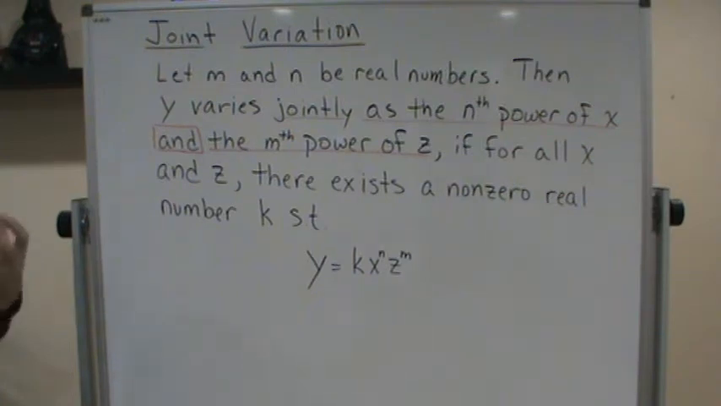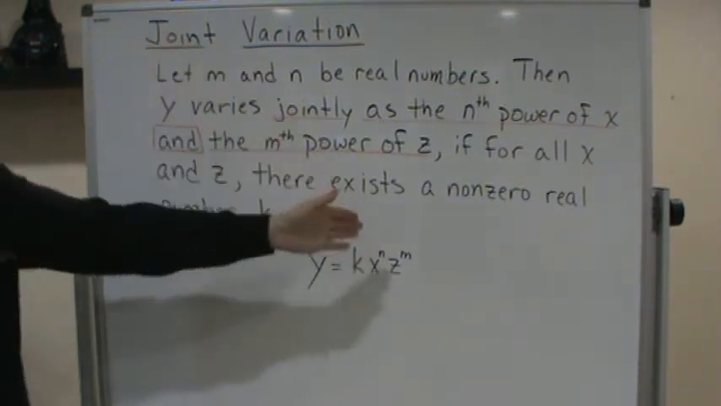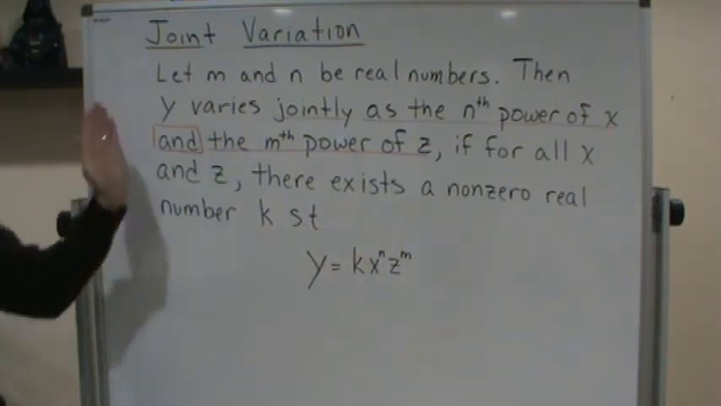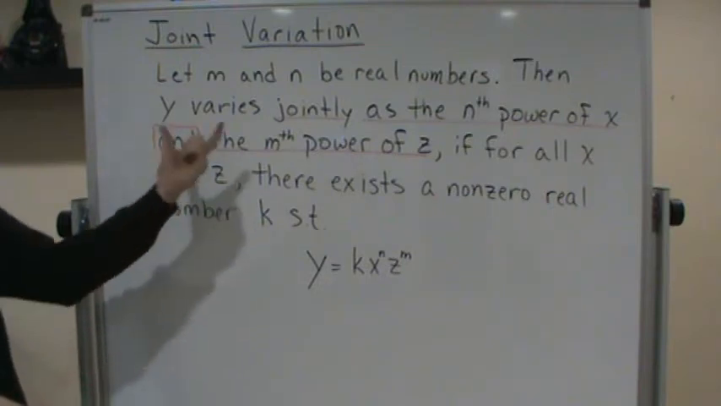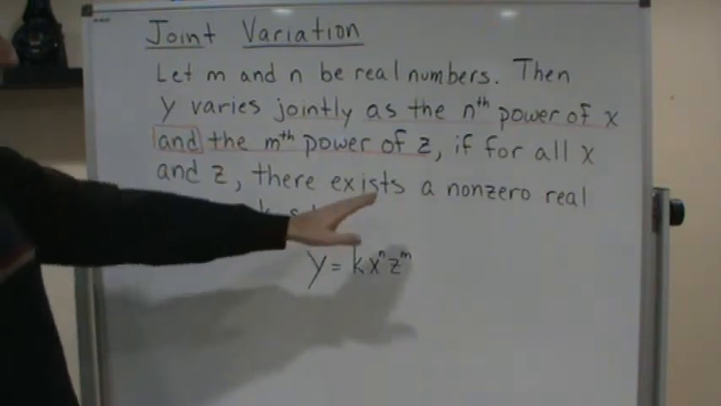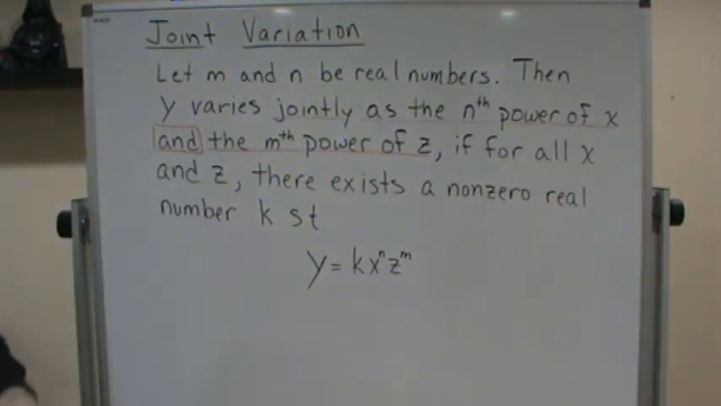So jointly means it's going to be direct variation. So y varies directly with this variable and varies directly with this variable. So there's multiple variables, and we're looking at the product of these. And again, we have an nth power and an mth power to deal with. Nothing new as far as that goes.